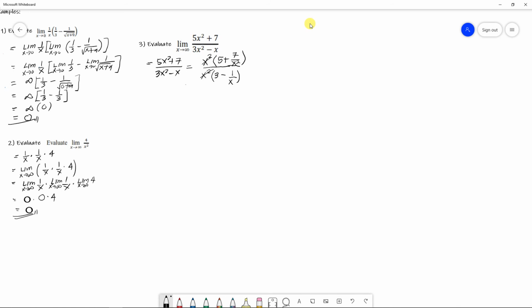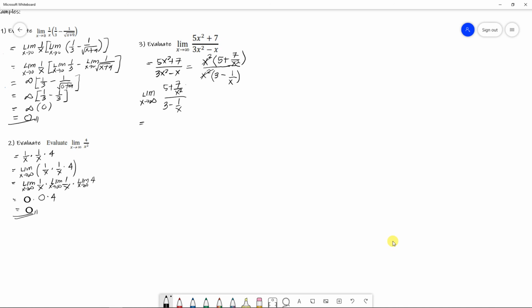Okay, nasusundan ba? So we can rewrite the problem into limits of 5 plus 7 over x squared, divided by 3 minus 1 over x, where x approaches infinity.